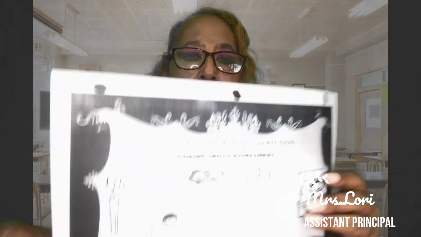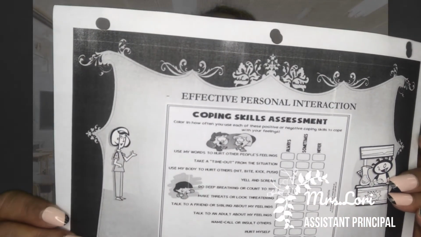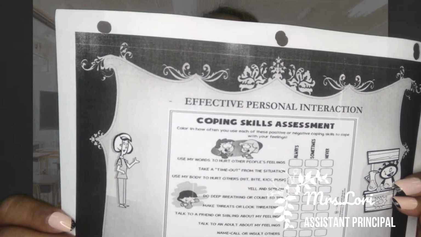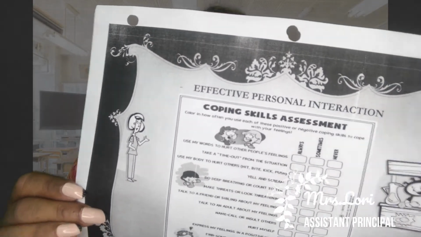Coping skills. We would color in the things that we feel are positive or negative and could help us with our coping skills. Do I use my words to hurt other people's feelings? Always, sometimes, or never. Take a time out from the situation? Always, sometimes, or never. Use my body to hurt others? Hit, bite, kick, push? Always, sometimes, or never. Yell and scream? Always, sometimes, or never.